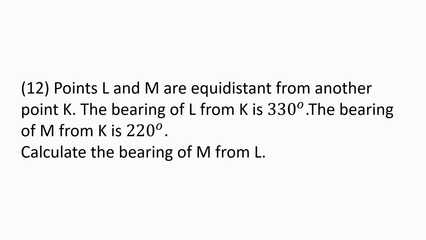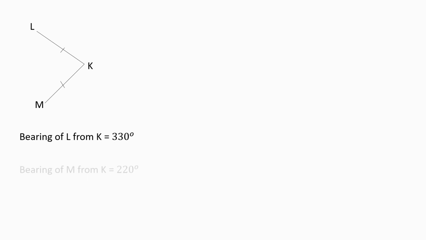Question 12. Points L and M are equidistant from another point K. The bearing of L from K is 330 degrees. The bearing of M from K is 220 degrees. Calculate the bearing of M from L. So first, a graphical representation of the information we've been given. We've been told that L and M are equidistant from K, hence the small marks. Then we have the bearing of L from K equals 330 degrees, and the bearing of M from K is 220 degrees.